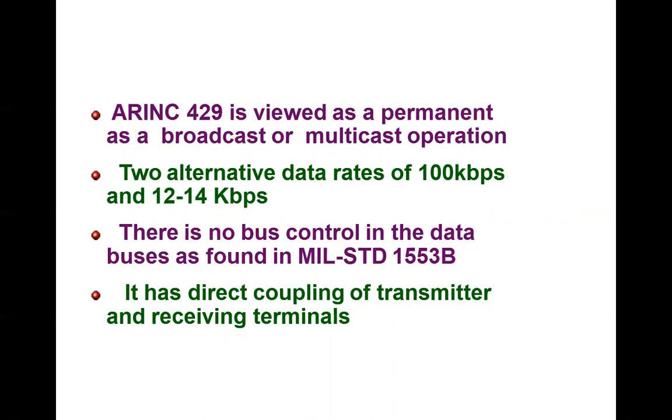Two alternative data rates of 100 kilobits per second and 12 to 14 kilobits per second are used. There is no bus control in this data bus, as is found in MIL STD 1553B. It has direct coupling of transformer, transmitter and receiver terminal.